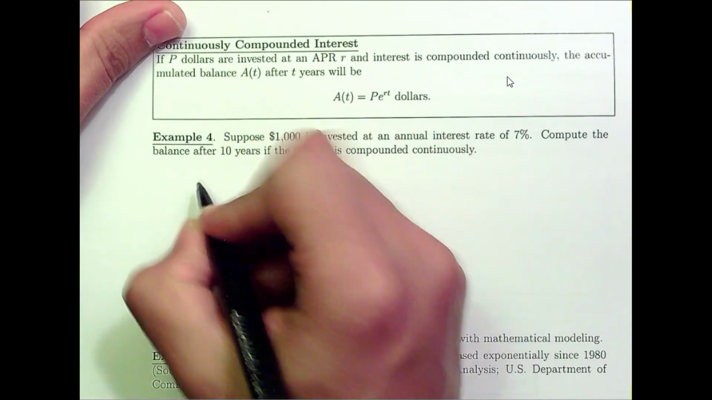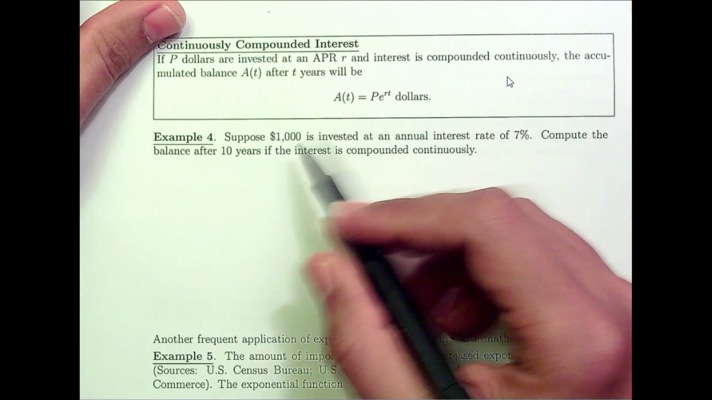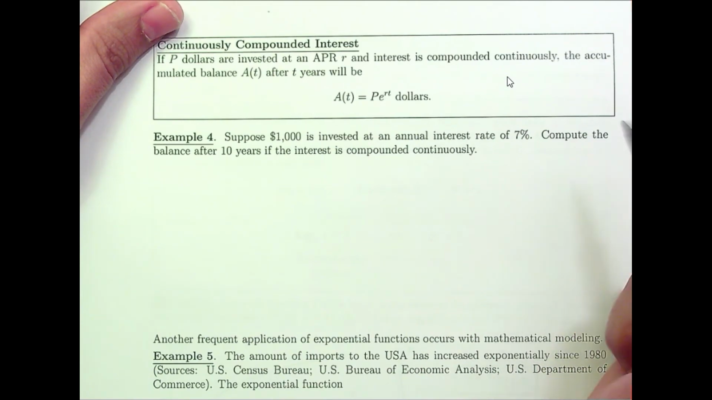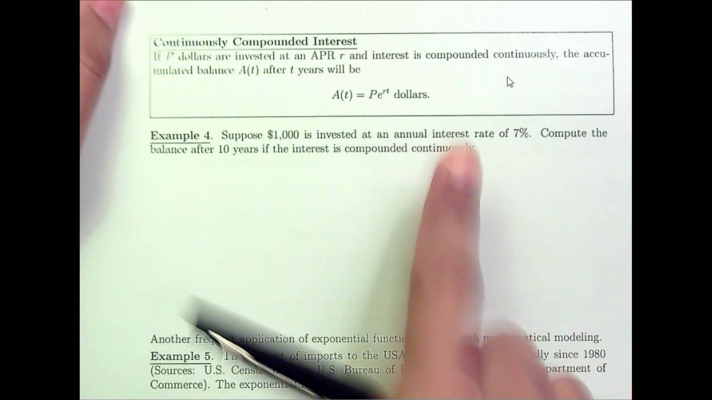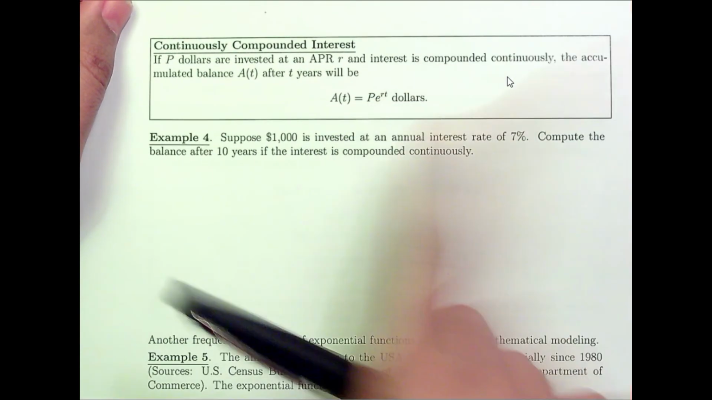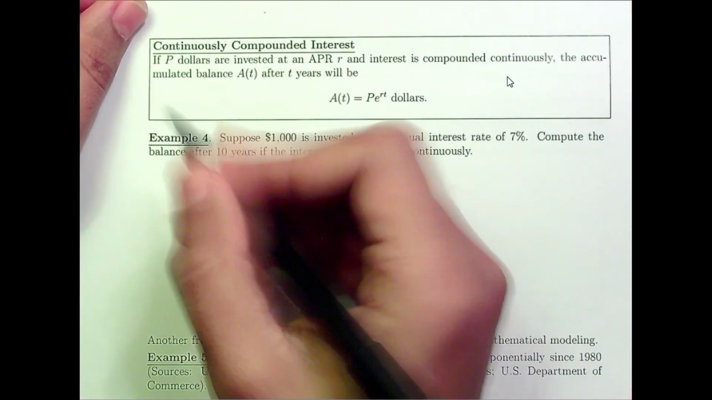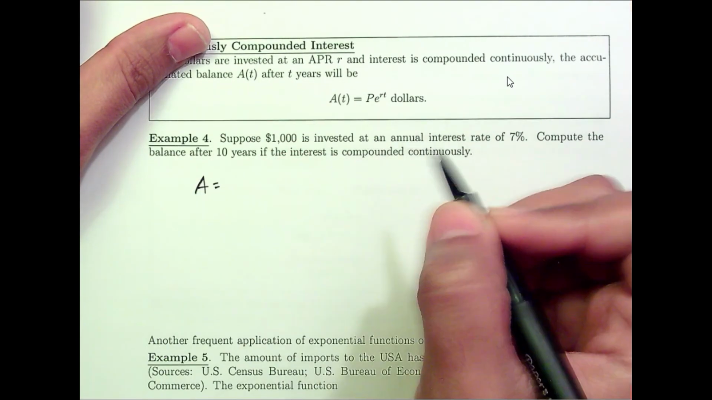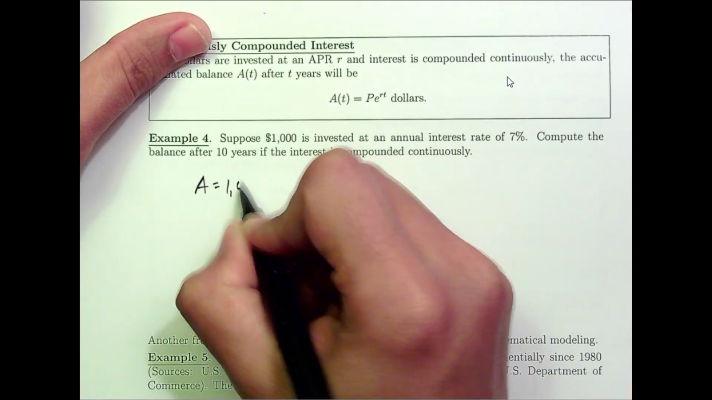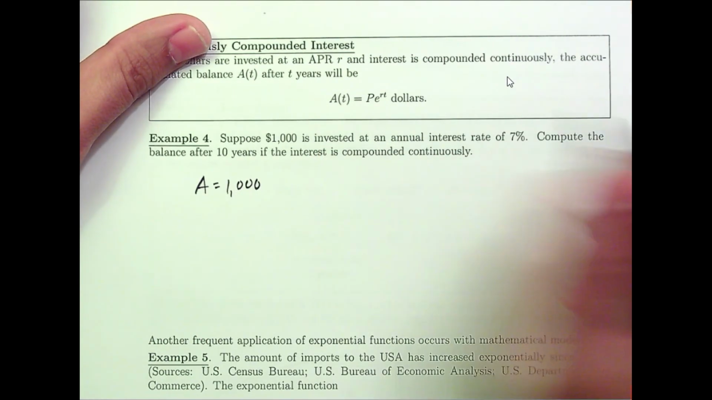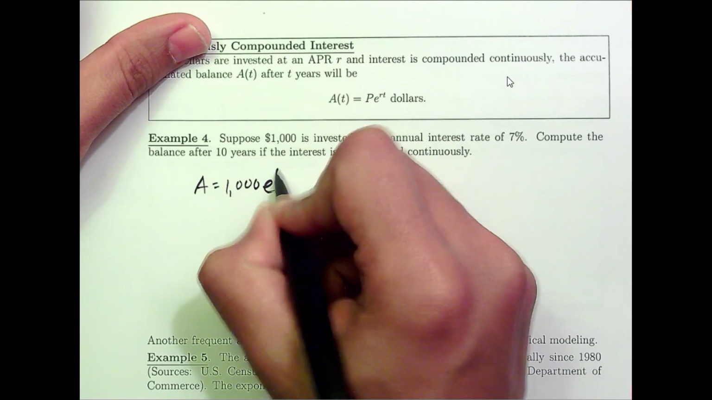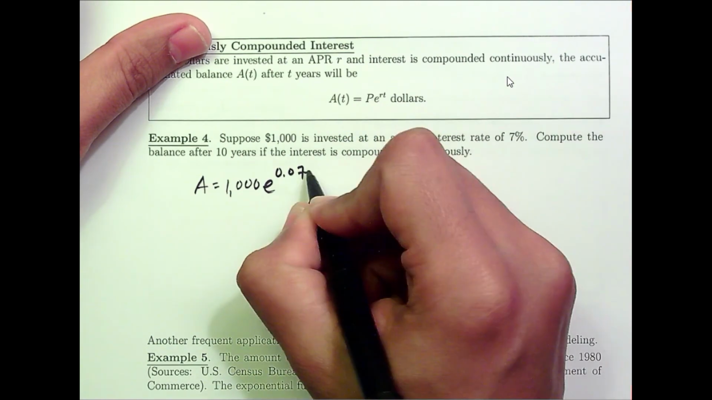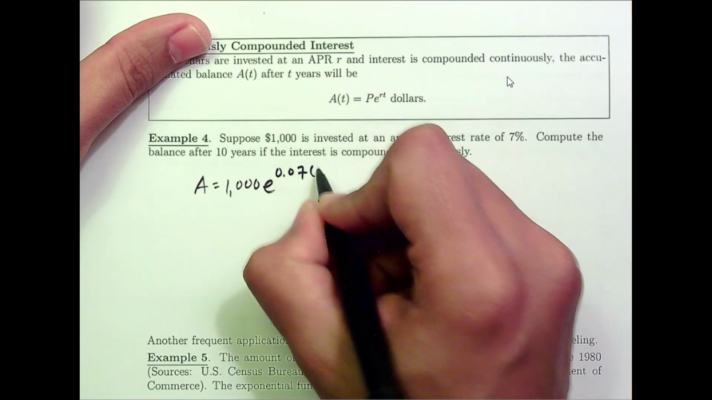Anyway, now let's use this formula to figure this out. Suppose that $1,000 is invested at an annual interest rate of 7%. Compute the balance after 10 years if the interest is compounded continuously. If the interest is compounded continuously, that means this formula. That's the key word that tells you to use this formula instead of the other one. Then you just plug and chug. P is 1,000, the amount of money invested. You have e. The r is 7%, but as a decimal, so 0.07. And the time is the number of years, which is 10 years.